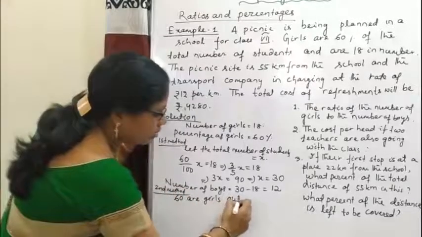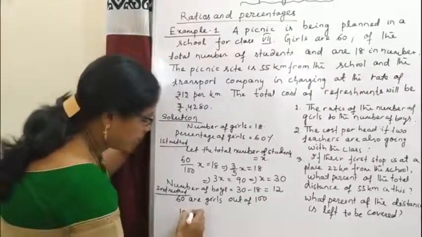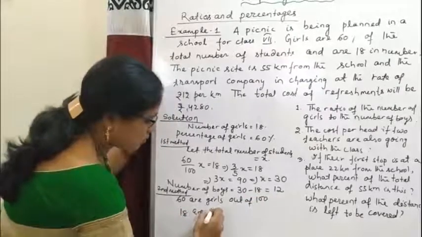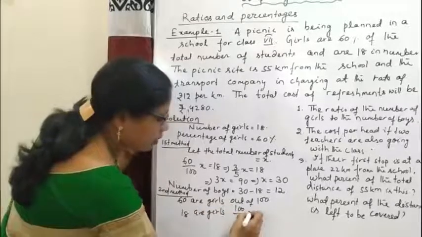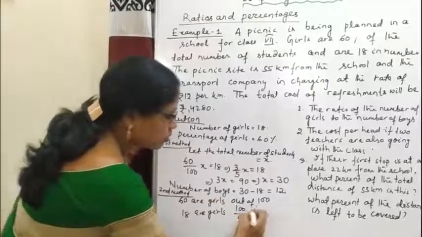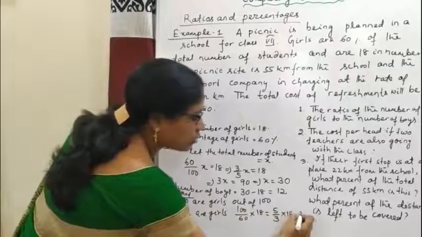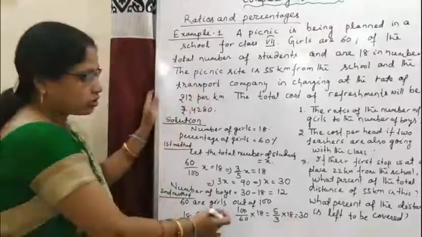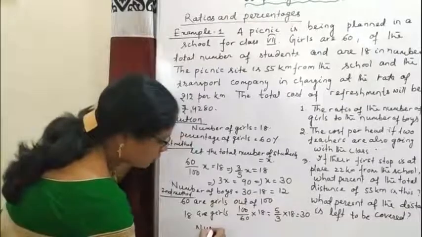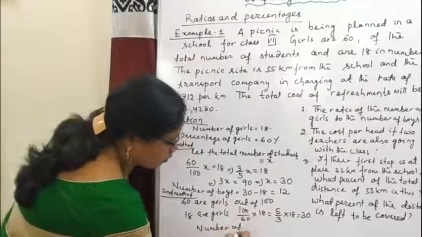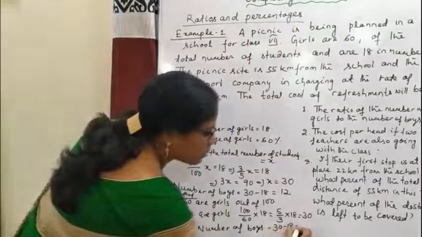60 are girls out of 100. So 18 are girls out of 100 by 60 multiplied with 80. So this is equal to 5 by 3 multiplied with 80. So this is also 30. So the total number of students is 30. So number of boys is 30 minus 18, which is equal to 12.